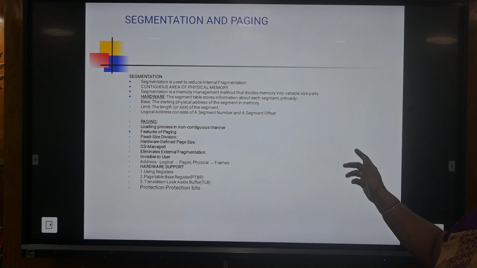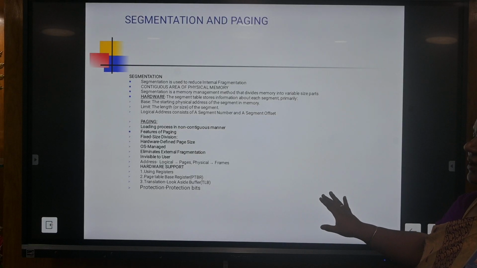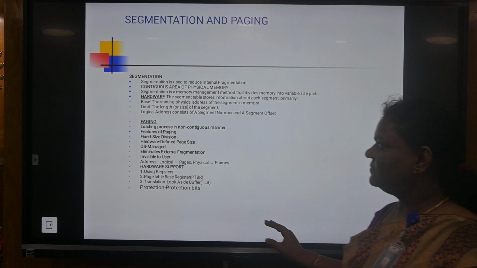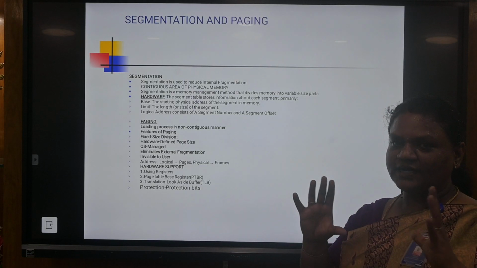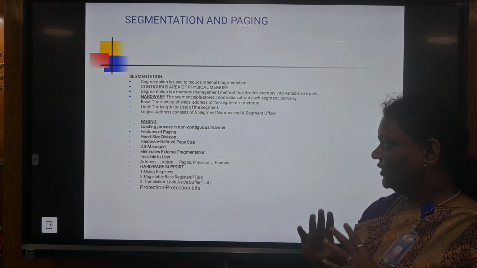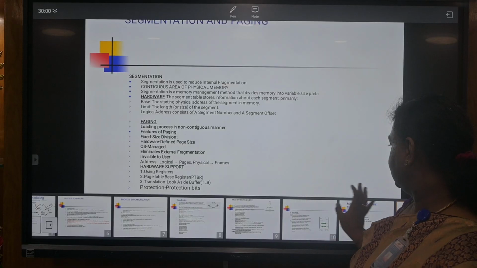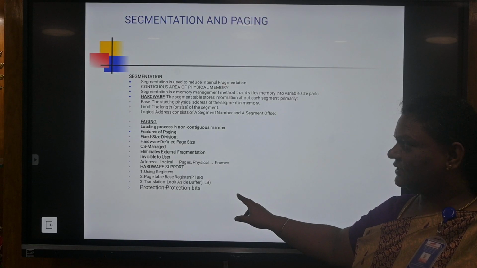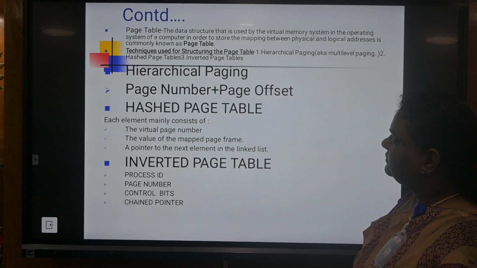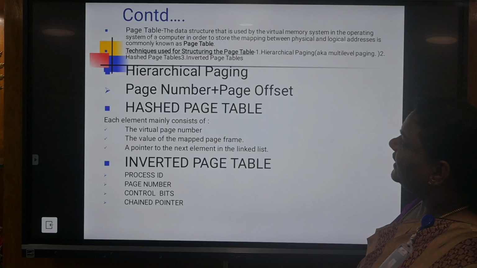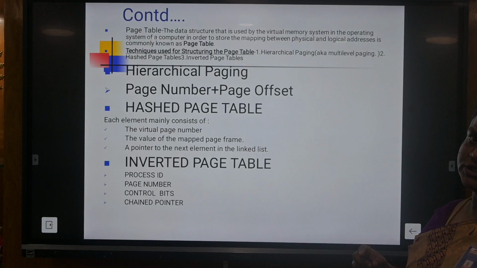Segmentation. Segmentation is used to reduce internal fragmentation. Paging: loading a process in a non-contiguous manner. Features of paging: fixed size division. It is dividing the process memory space into fixed units. Hardware support: it uses registers, page table base register, translation look-aside buffer and protection bits. Techniques used for structuring the page table are hierarchical paging, hashed page table and inverted page table.